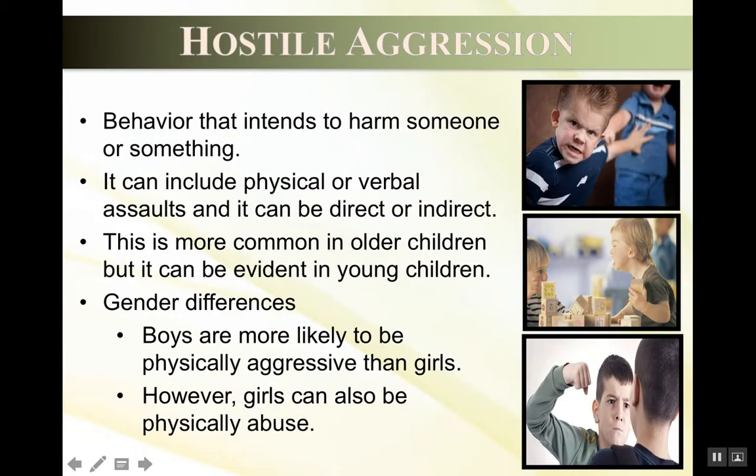So, hostile aggression is a behavior that intends to harm someone or something. It can include physical or verbal assaults, and it may be direct or indirect. Now, hostile aggression is more common in older children, but if younger children have older siblings or they see it at home, they're more likely to emulate it. Now, gender: boys are typically more physically aggressive than girls. However, girls, depending on their context and their models, can also be physically abusive.